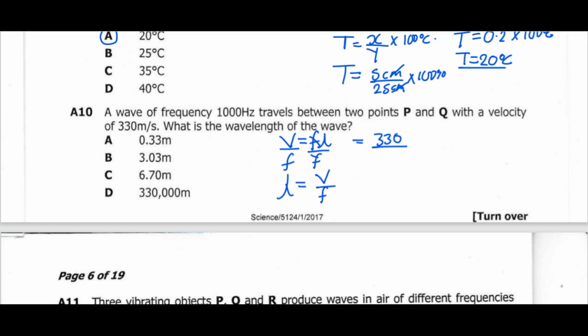The frequency we have been given is 1000 Hz. So what is 330 divided by 1000? We are going to get 0.33. So 0.33 meters is our answer. So our answer is just A.